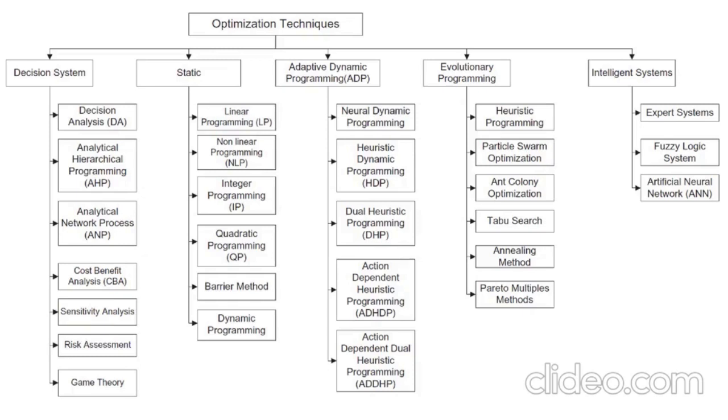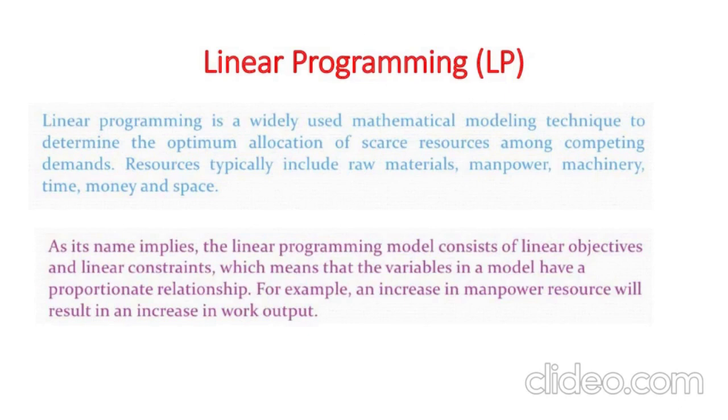So this is the optimization and decision system in the DA: AHP, ANP, and this assessment will be there, along with static and adaptive dynamic programming and evaluation programs. After that, intelligent systems, which include expert systems, fuzzy logic systems, and artificial neural networks. We discuss everything in brief in the next presentations.